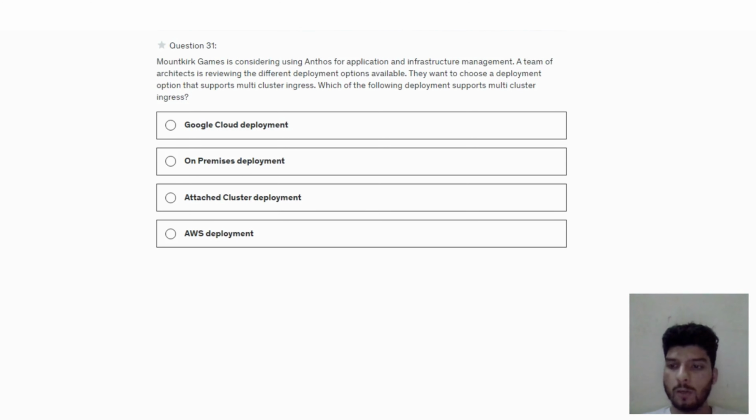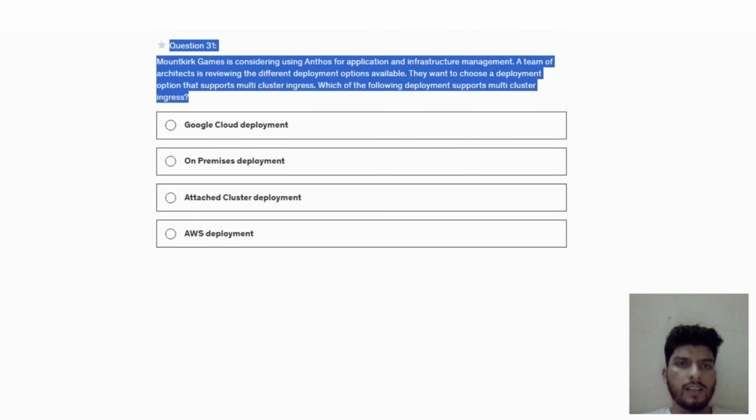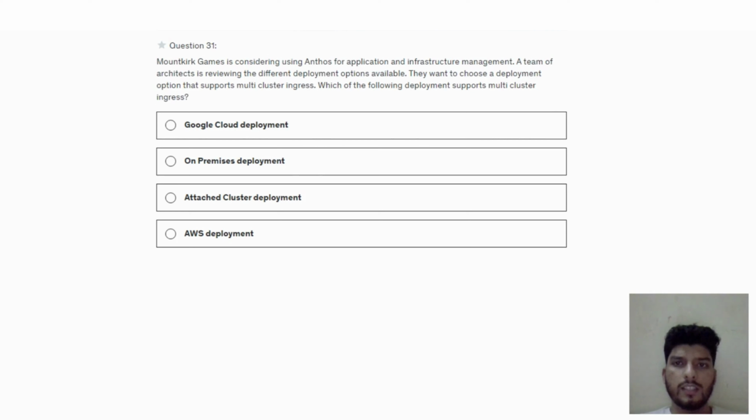This is the second part of the Google Cloud Professional Cloud Architect exam, and here's question number 31. These are the four options, and you have to select the one right answer. The first option is the Google Cloud deployment, the second one is the on-premises deployment, the third one is the attached cluster deployment, and the fourth one is the AWS deployment. So you have to select the one correct answer.